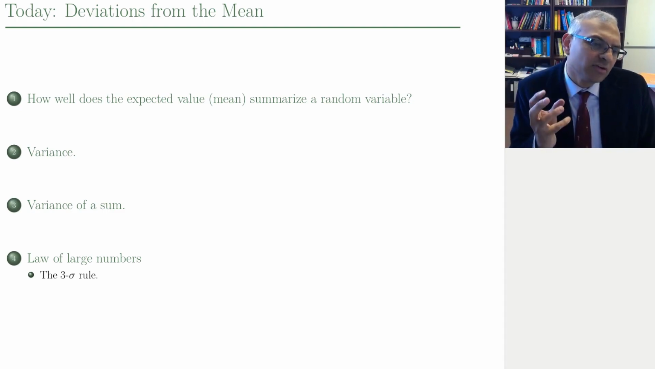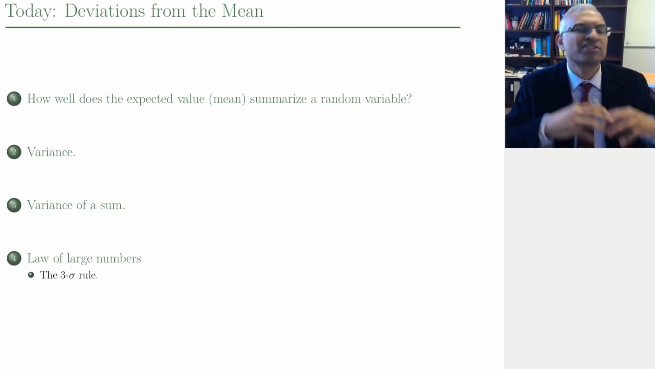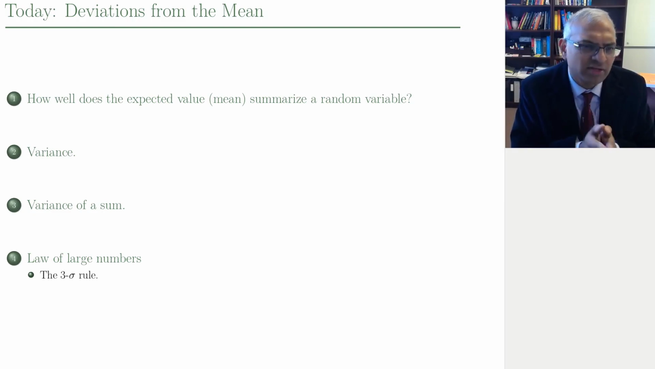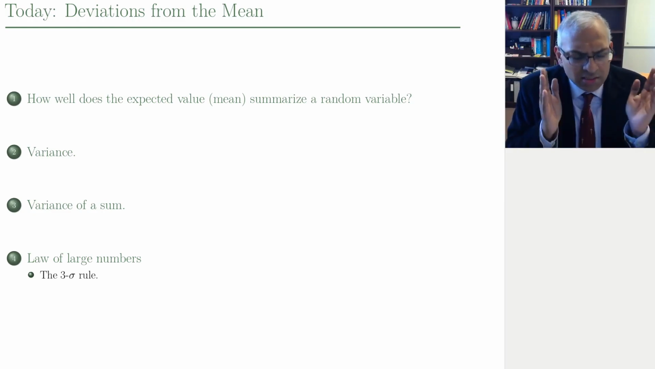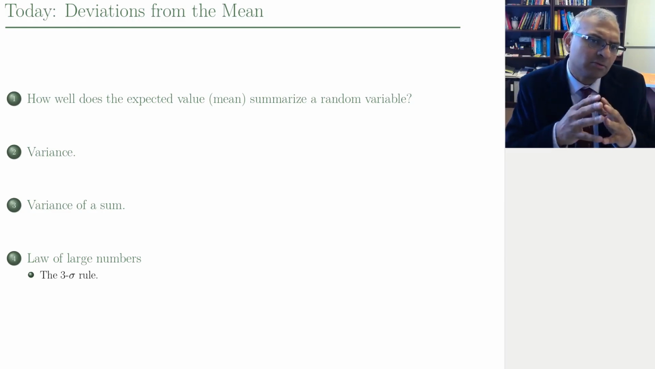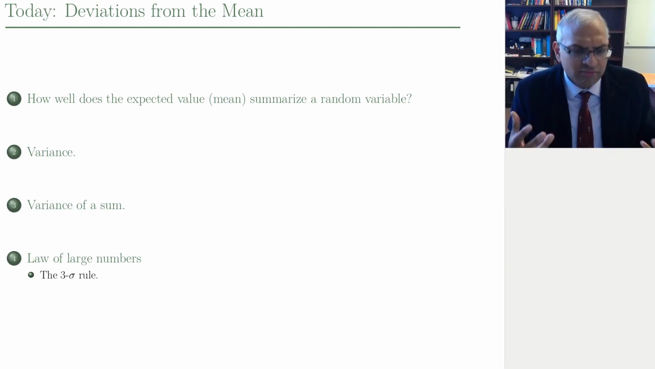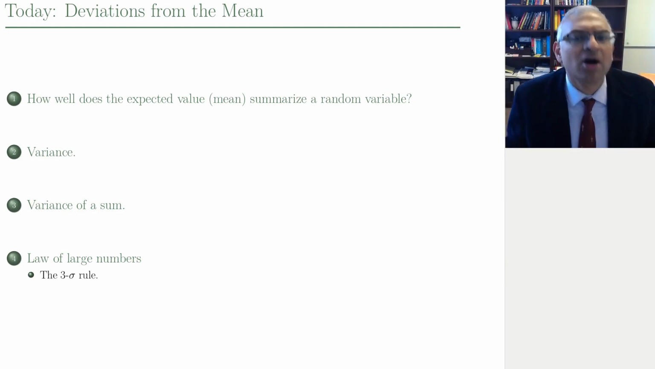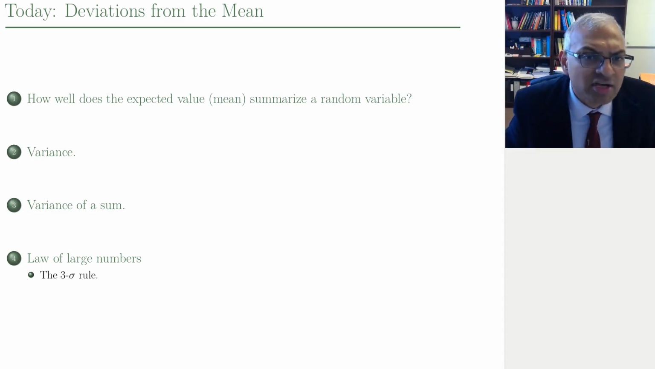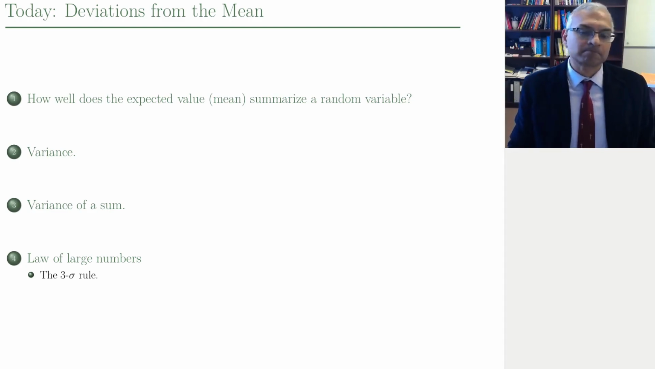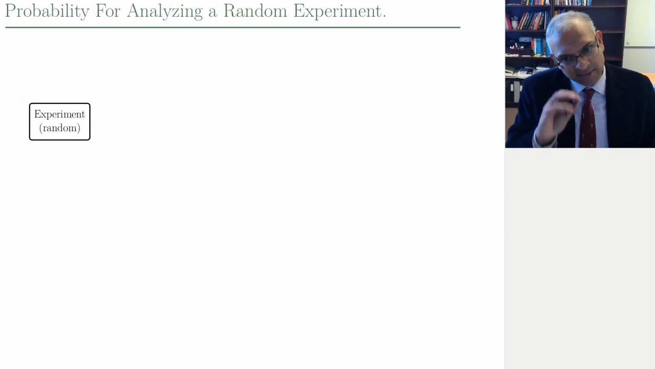And then we're going to use this variance to develop what's called the three sigma rule. So basically, the variance is sigma squared. And we're going to show that whenever you run the experiment, what you observe, the outcome, the random variable, will be, roughly speaking, 90% of the time within 3 sigma of the expected value, within 3 sigma of the mean. And we call this the 3 sigma rule. Okay. So let's begin, and let's start from the very beginning.